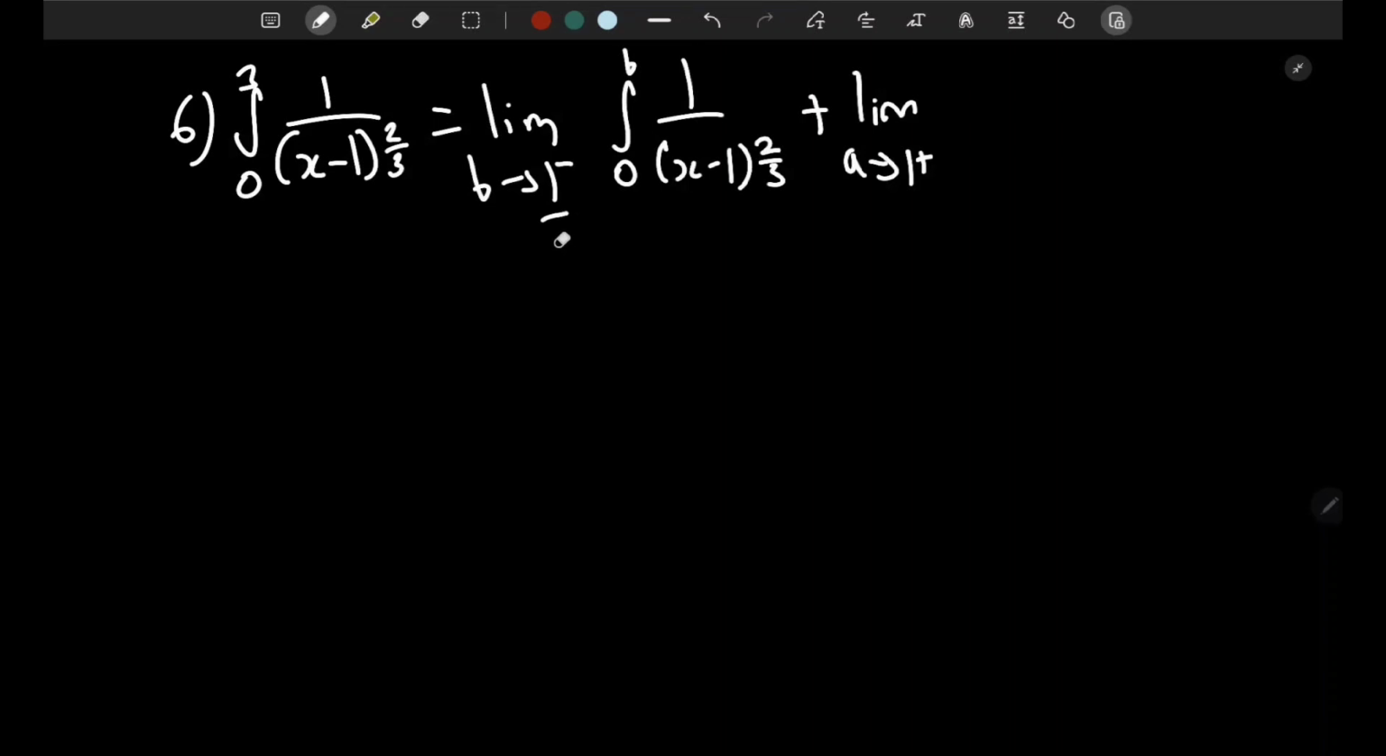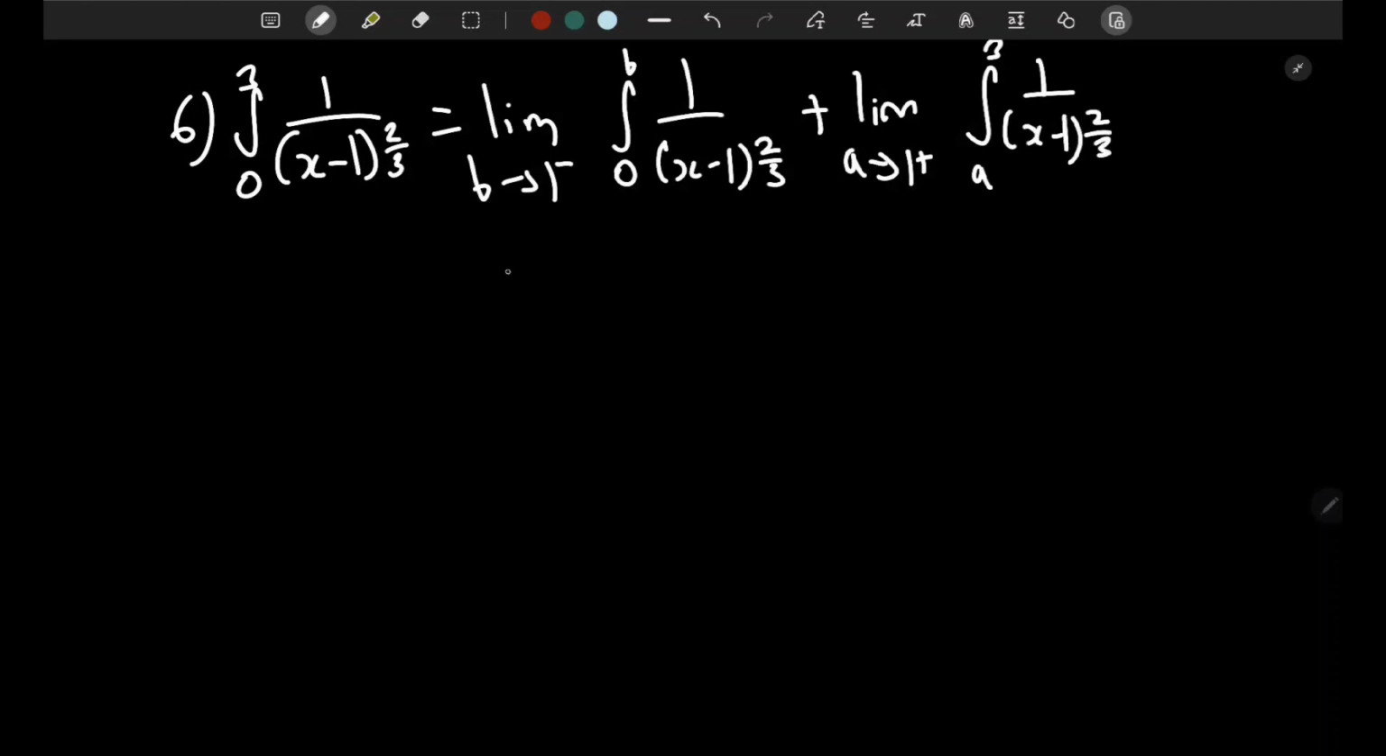So 1 minus here is like 0.999 with endless nines, but never actually 1. And 1 plus here will be 1.00 with unlimited zeros and then a 1. It is a very small change, but we never reach 1 itself, because that would make the fraction undefined. And then the limit as a approaches 1 plus, from a to 3 this time, of the same integration, (x minus 1) to the power of 2 over 3.